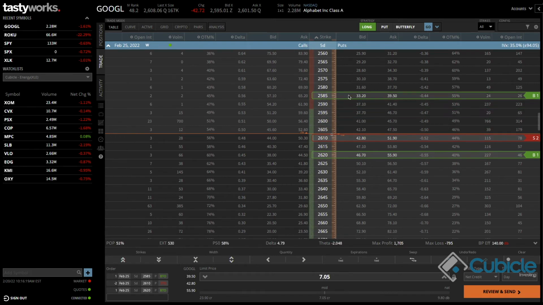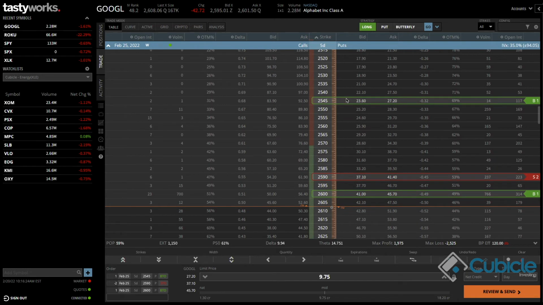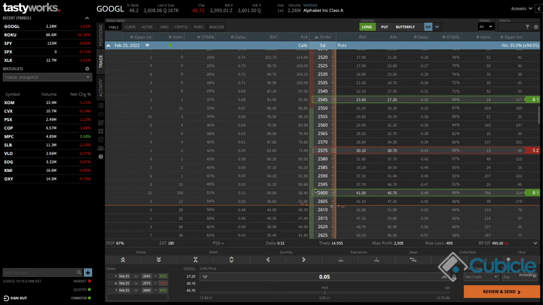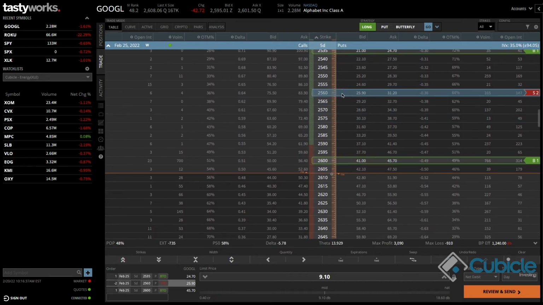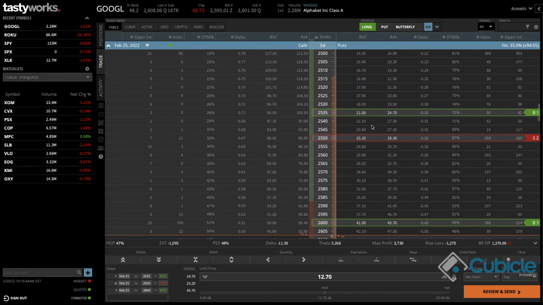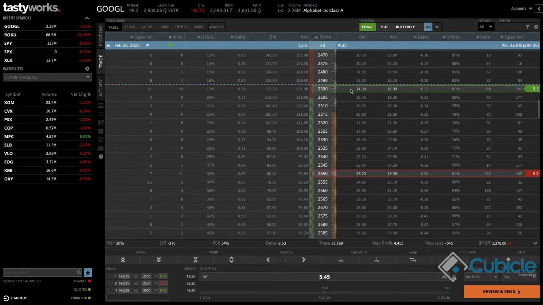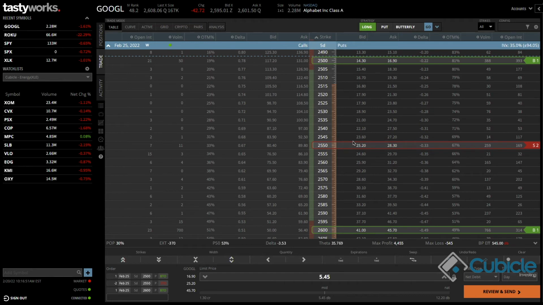So if you recall, the option contracts that I spoke about in last week's video. I bought a 2600 put option contract. I sold two, right? You can see here the number 2. I sold two 2550 put options, and then I bought another 2500 put option. That's what they call a butterfly spread.